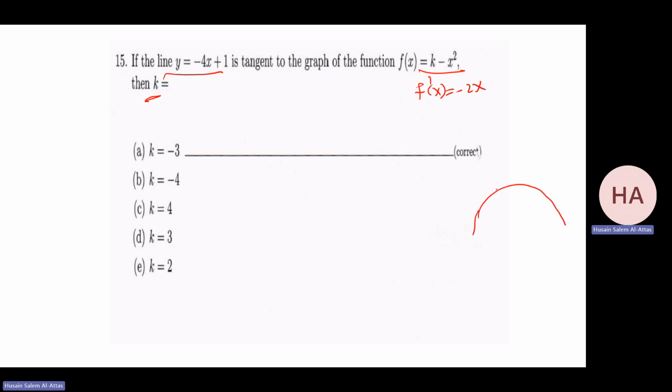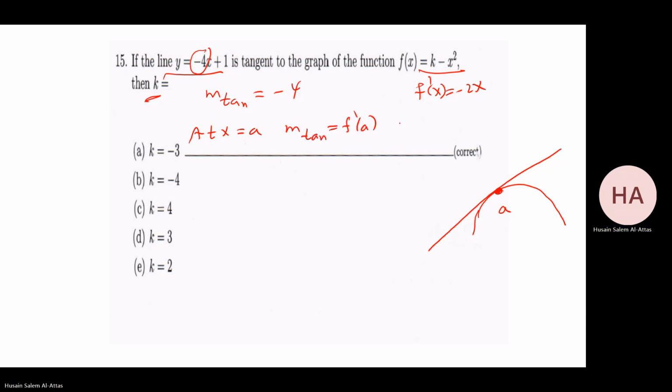And then I have a tangent line. Who cares where it is? This is the tangent line. I have this point A. This is the most important. I have the slope of this: m tangent is equal to minus 4. And I know at x equal A, m tangent is equal to f prime at A. So that implies, oh, this will be easier, I can find A quickly. That's minus 4 equal minus 2A. So A equal what? 2. You get an A.